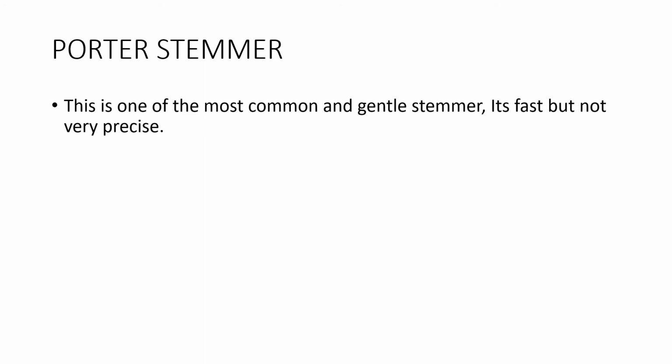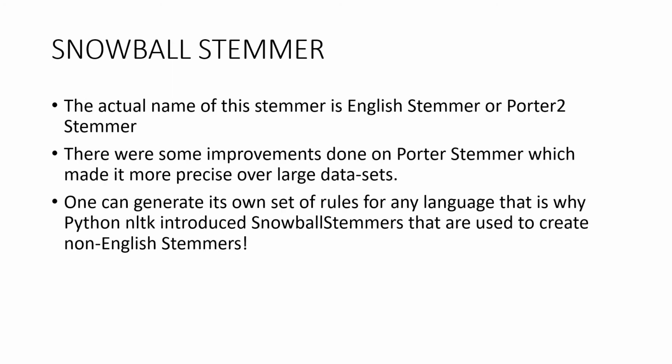See, Porter stemmer, this is one of the most common and general stemmers. It's fast but not very precise. This is the first developed stemming algorithm, Porter stemmer. Next is a Snowball stemmer. The actual name of this stemmer is English stemmer or Porter 2 stemmer. We will call it English stemmer or Porter 2 stemmer. There were some improvements done in Porter stemmer which made it more precise over large data sets. So it is an advanced version of the Porter stemmer.